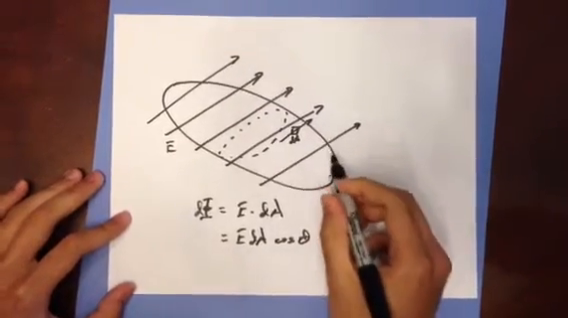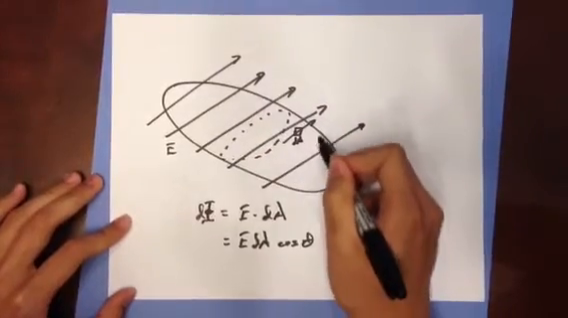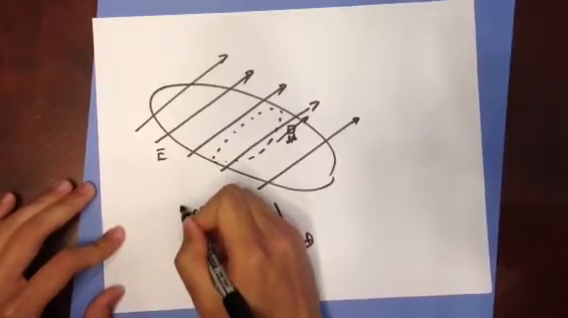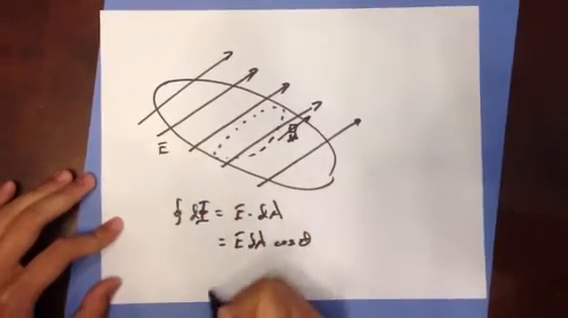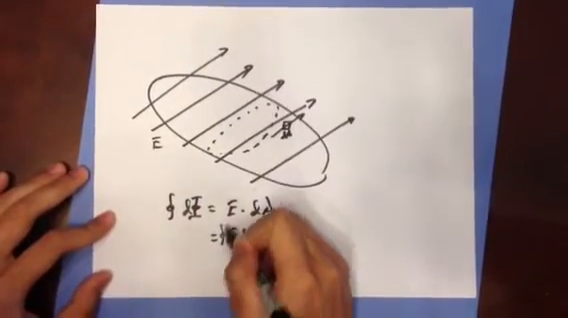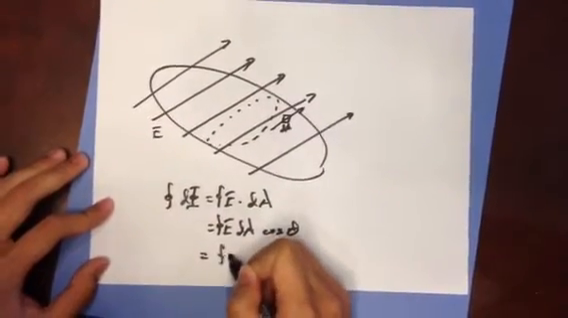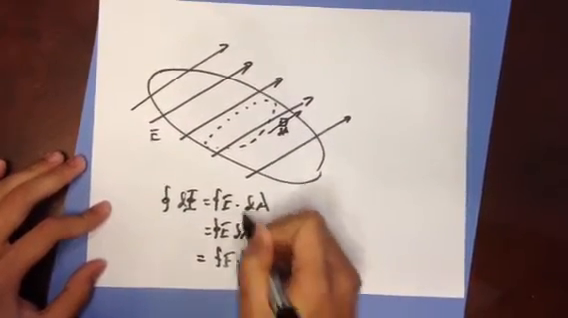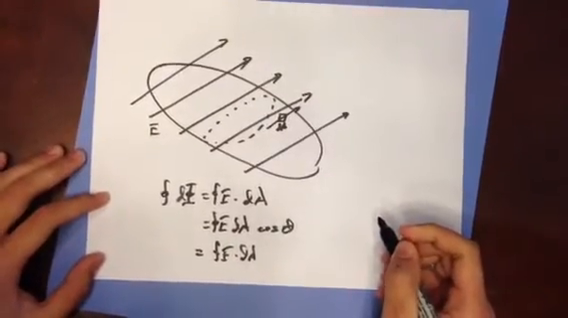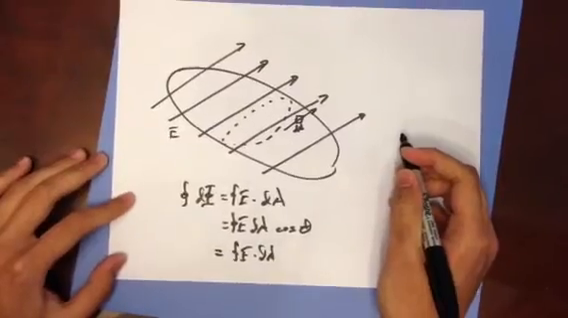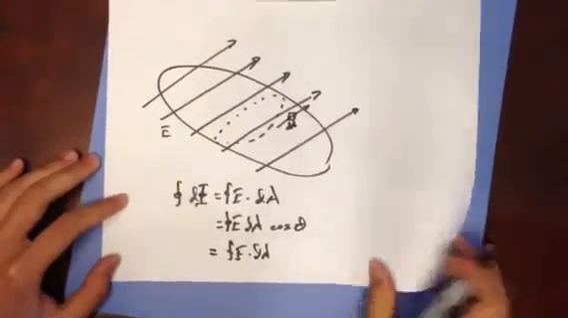If we want to find the total flux along this potato-shaped surface, then we integrate using a closed integral, and that's the closed integral of E dot dA. We call this potato-shaped surface a Gaussian surface. Okay, so moving on.